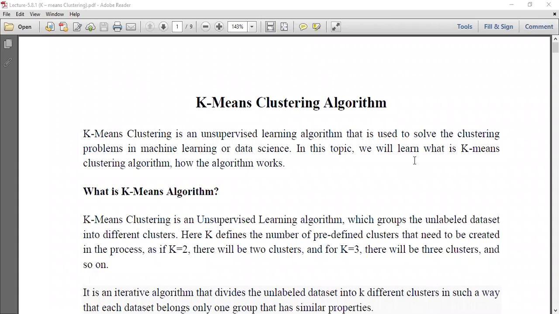Hello friends, today's topic is K-means clustering algorithm. K-means clustering is an unsupervised learning algorithm that is used to solve the clustering problem in machine learning or data science.